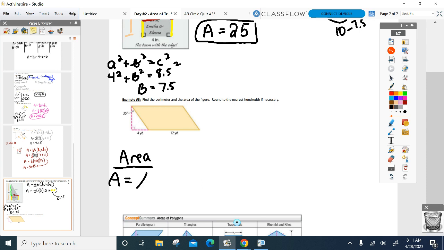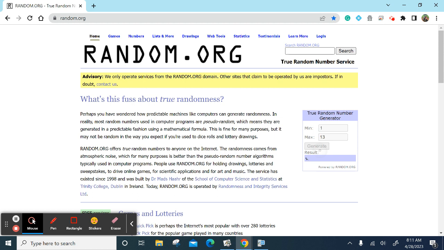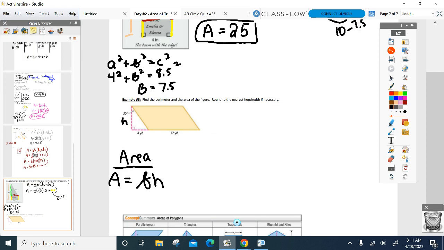Area equals base times height. Yep, base times height. Remember, that's one on your reference sheet. Don't have to remember. We talked yesterday. Height is drawn from a vertex perpendicular. So this is your height right here, which I don't have. Meaning, what's the base then? Height always drawn to the base. What's the base of this parallelogram? 12, good. So it's going to be 12 times something.